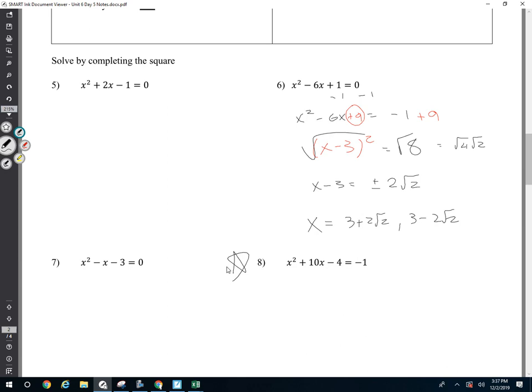Ms. Pierce, what are you doing? Move the 4. Good. So, Mr. Quinn, please add the 4 to both sides. Now, you have x squared plus 10x equals 3.